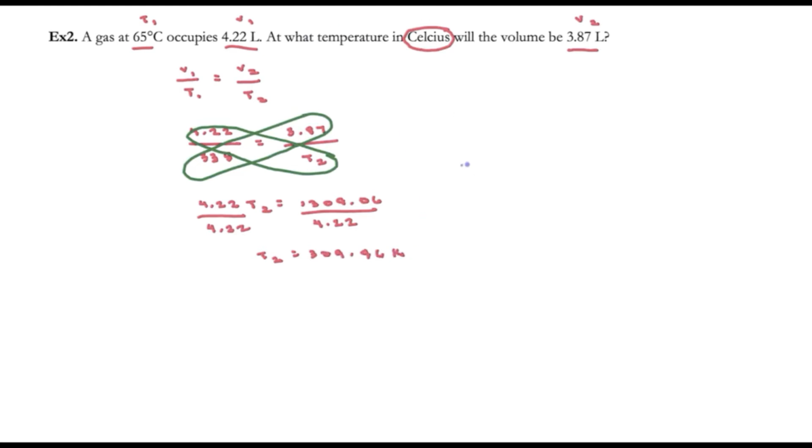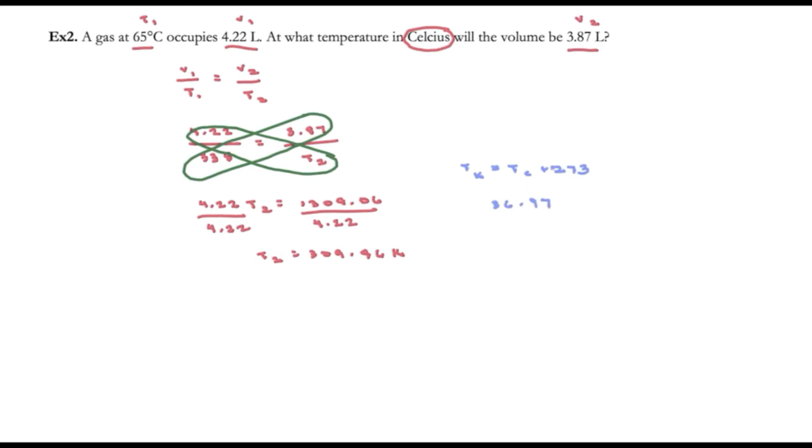Here's the problem. Right now, I am in Kelvin, and I want to be in degrees Celsius. So remember, your Kelvin equals your temperature in Celsius plus 273. What I need to do to solve for my temperature in Celsius is I need to take my temperature in Kelvin, 309.96, and subtract 273 from it. And what I get is 36.97.